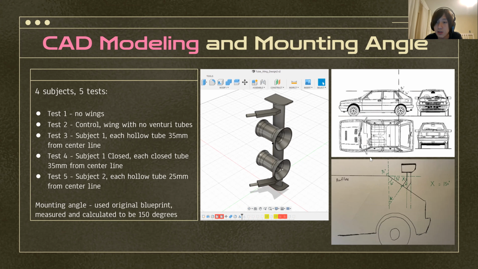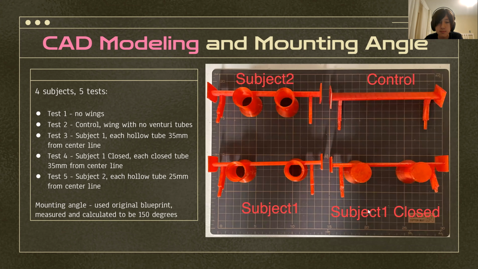So how did I determine this angle? Well, I searched up the blueprints of the Lancia Delta in real life, and I printed it out. I used a protractor to measure the angle between the roof line and the hatch, assuming the roof is perfectly parallel to the ground. And the angle turned out to be approximately 30 degrees. Then I drew a diagram on a blank sheet of paper. Using some simple geometry, I figured out that the mounting angle of the mounting post should be 150 degrees. And after 3D printing, the final subjects looked like this.